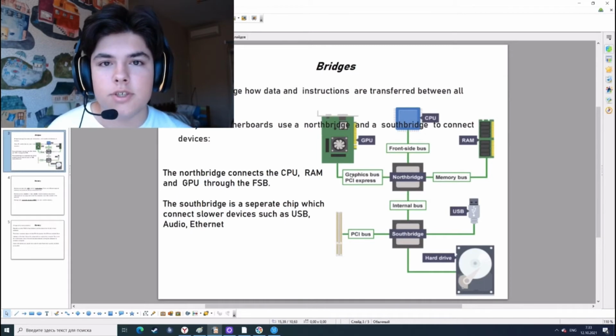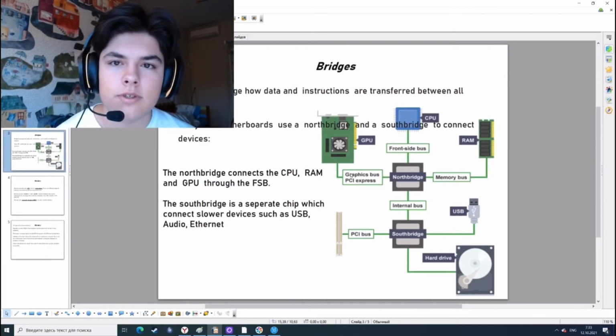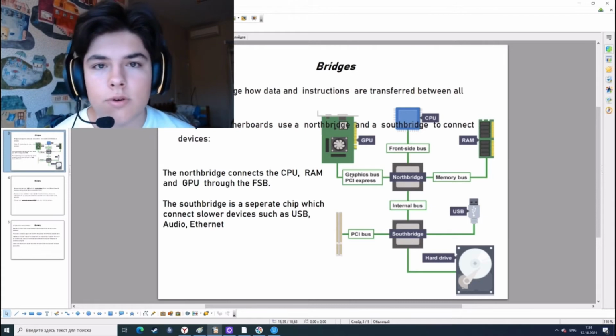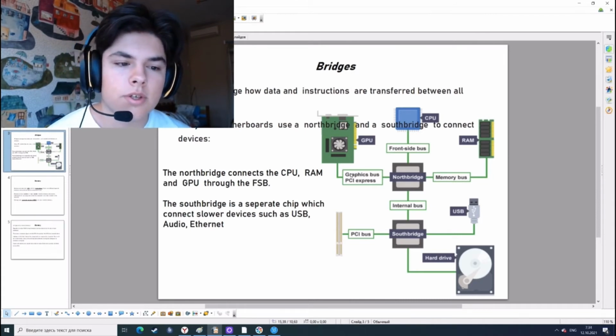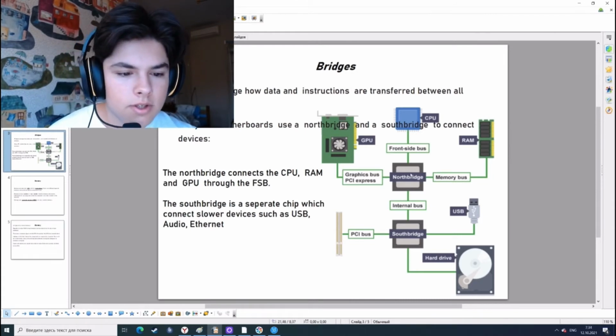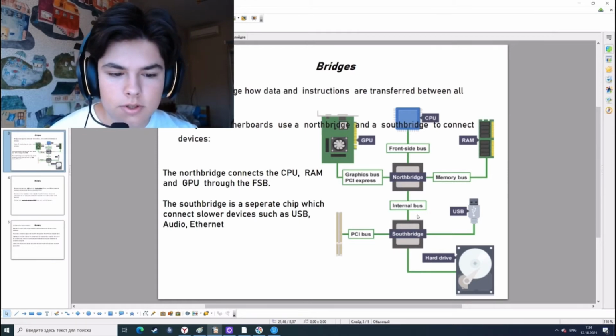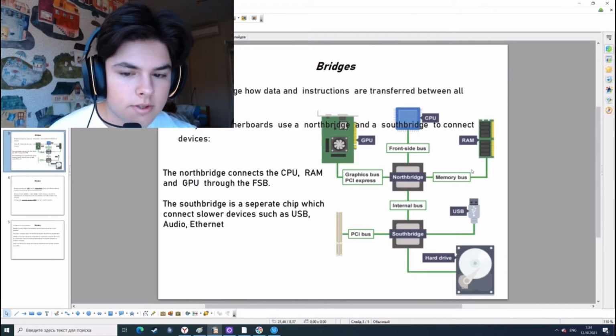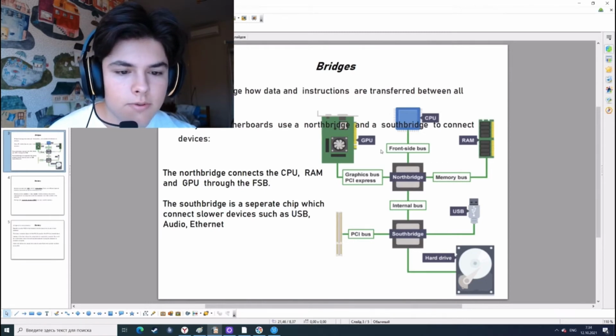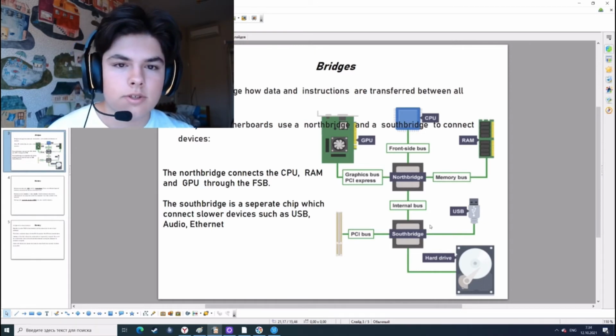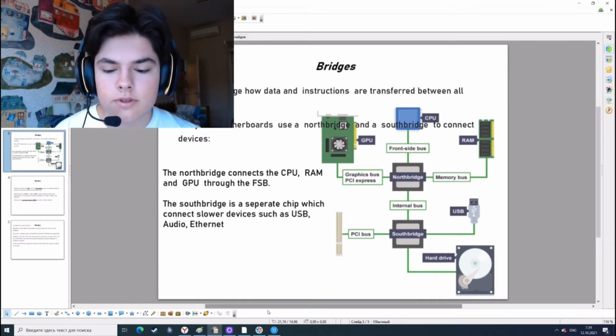Bridges manage how data instructions transfer between all devices. Many PC motherboards use a north bridge and a south bridge. As we see, this is the north bridge and this is the south bridge. The north bridge connects RAM, the CPU, and the GPU. Then the south bridge is a separate chip which connects smaller devices such as USB, audio, and Ethernet.